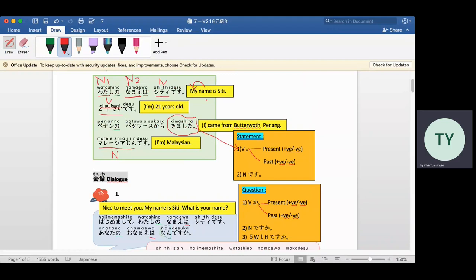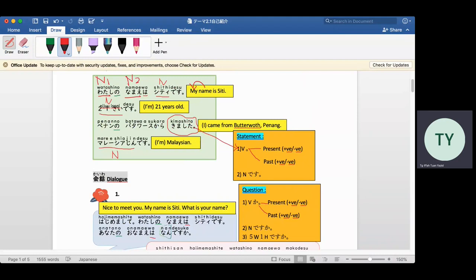So wa here is, okay, I cannot say is lah. It doesn't have a specific meaning basically for wa. It's either sometimes as for, sometimes speaking of, sometimes is, depending on the context. So it's special lah, wa. But please remember, we want to highlight the topic of the sentence. So the topic here is, 私の名前はシティです。My name is Siti. You want to highlight the topic of Siti. シティです, to highlight the topic. My name is Siti.